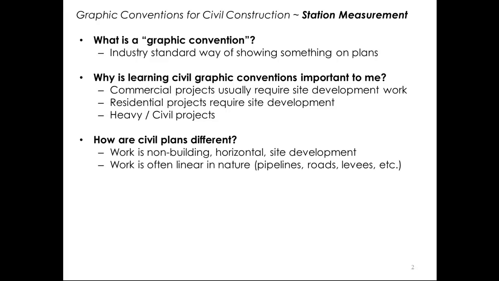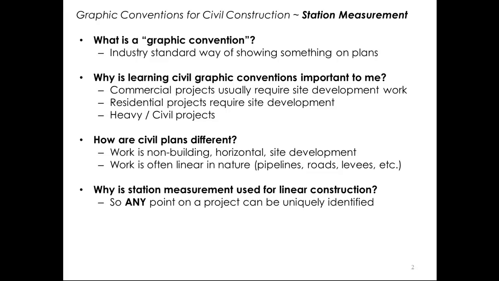Civil work and civil plans are somewhat different than building plans. Civil work by definition is non-building work. Some examples of civil work are site development, that is, grading, underground utilities and pavements. Additional examples could include highways, bridges, waterways, etc. Much of civil work has a linear aspect, that is, it's long and fairly narrow, such as roads, streets, pipelines, etc. Stationing is used so that any item of work along a linear project can be accurately located.